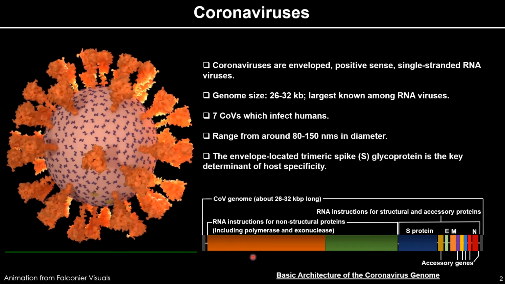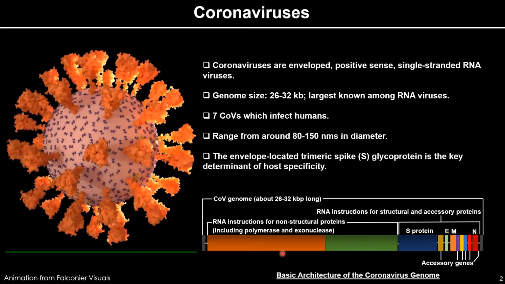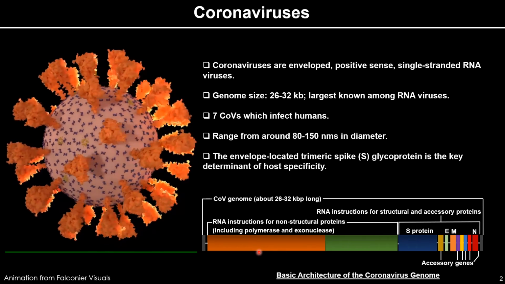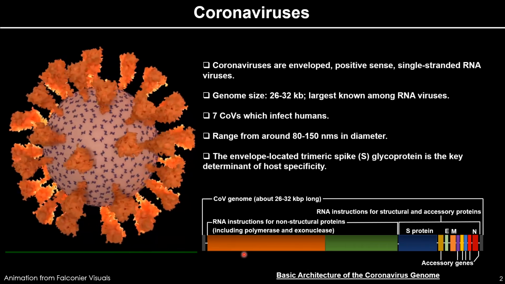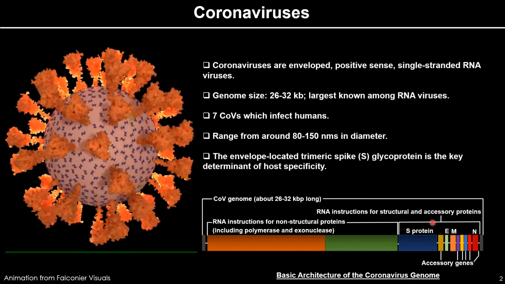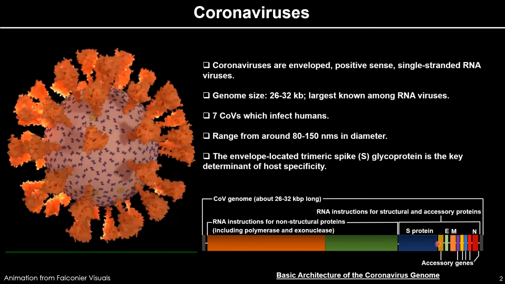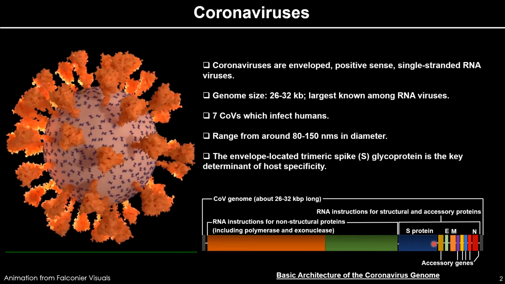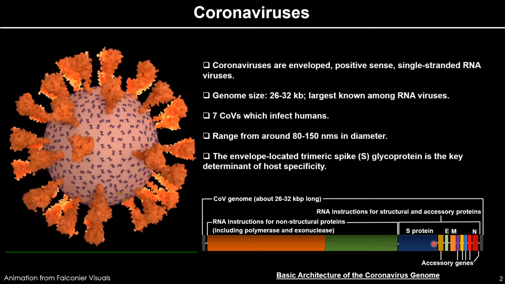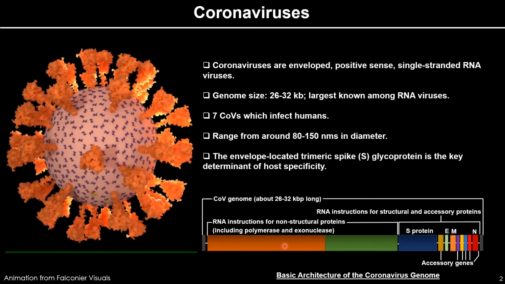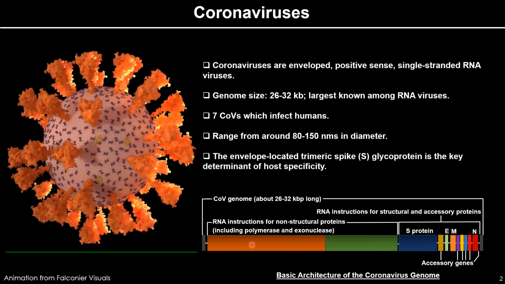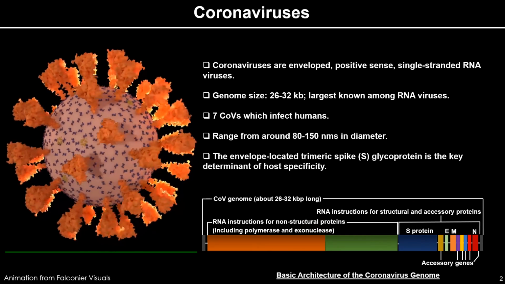So this is the basic architecture of the coronavirus genome. Again, this has been discussed in detail in the previous lecture on Coronaviridae. As you can see here, a very small portion of the genome actually codes for structural and accessory proteins. A large portion of the genome codes for non-structural proteins, which includes polymerase and exonuclease.